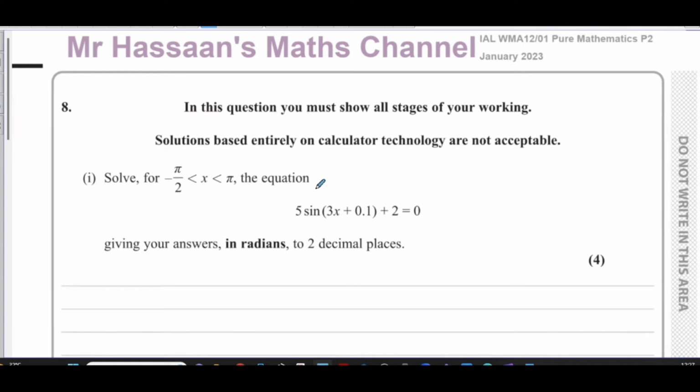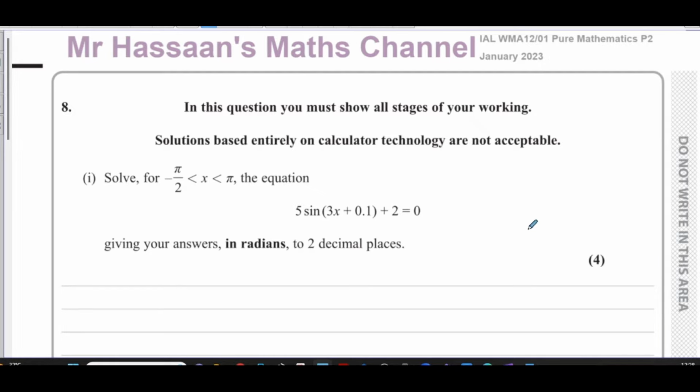I'm now answering question number 8 from the International A-Level Edexcel January 2023 Pure Mathematics P2 paper. This question here is about trig equations. We are told to solve for x values between minus pi over 2 and pi the equation 5 sine (3x plus 0.1) plus 2 equals 0, and we must give our answer in radians to 2 decimal places.